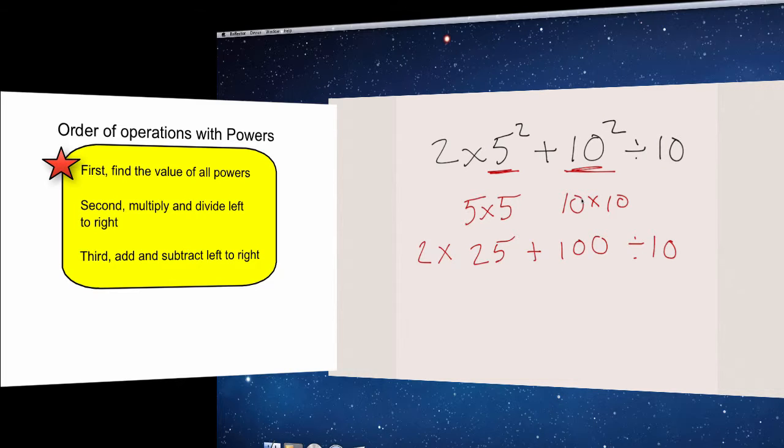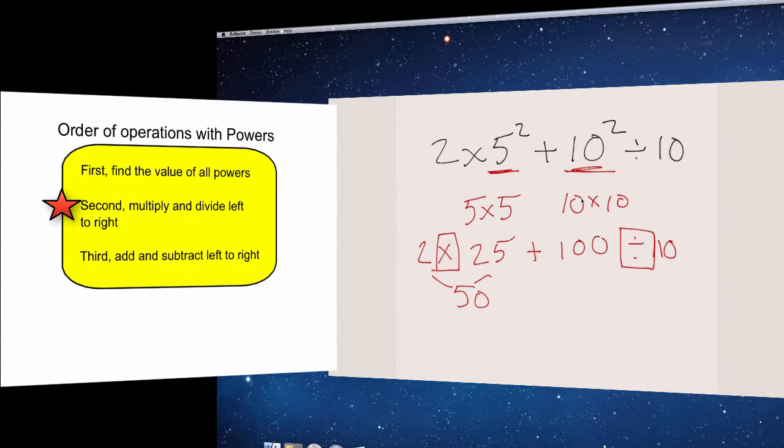Next step is I need to use all my multiplication and divide left to right. So I'm going to locate my multiply and divide. I've got a multiply here, and I've got a divide here. And I'm going to work my way from left to right. So 2 times 25 gets me 50.